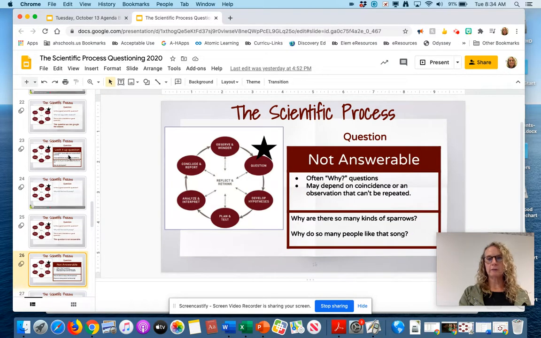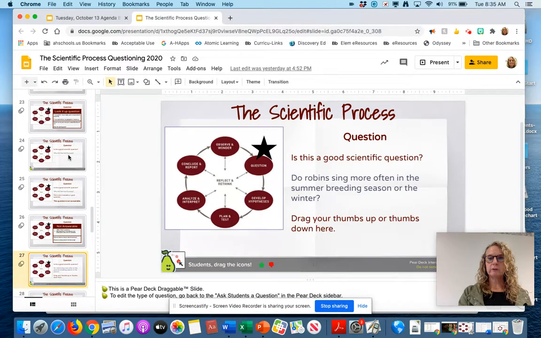So the not answerable questions are often why questions. They may depend on a coincidence or an observation that can't be repeated. So why are there so many kinds of sparrows? We can't answer that. Why do so many people like that song? We can't answer that either. And those are things that are not answerable.